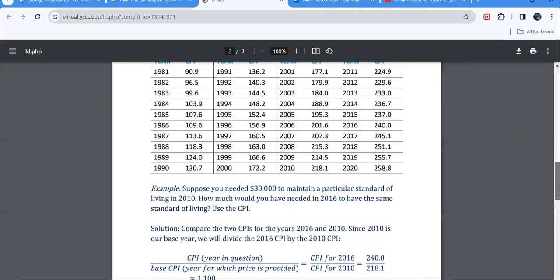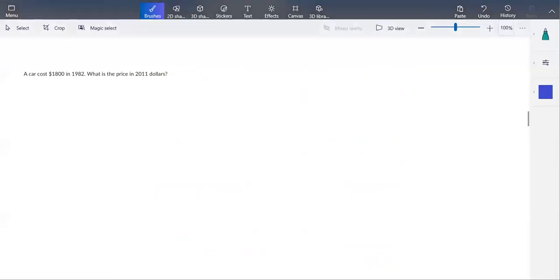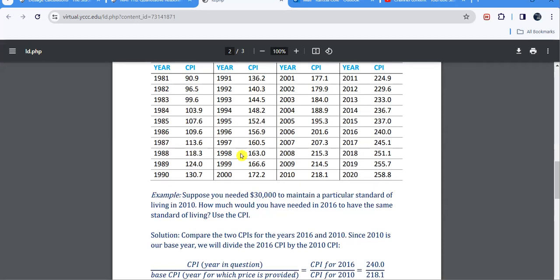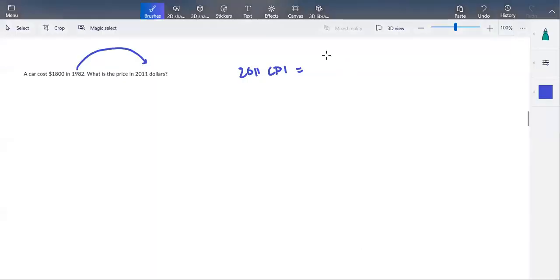Okay, so the 2 years that we were given were 1982 and 2011. Now we're going from 1982 to 2011. So I'm going to look for the 2011 CPI first. I'm going to look in that table and find the CPI for 2011. So the year, right there. So in 2011, according to this table, the CPI was 224.9.